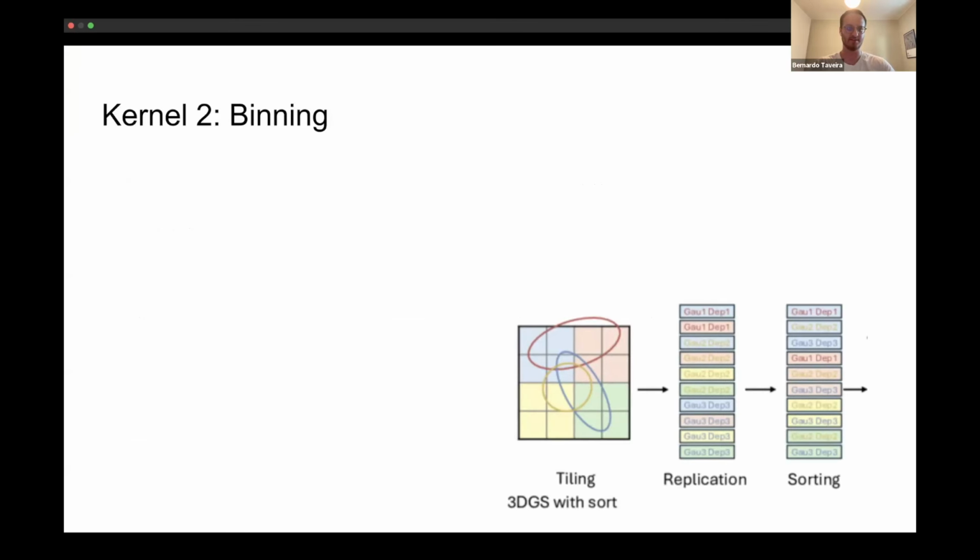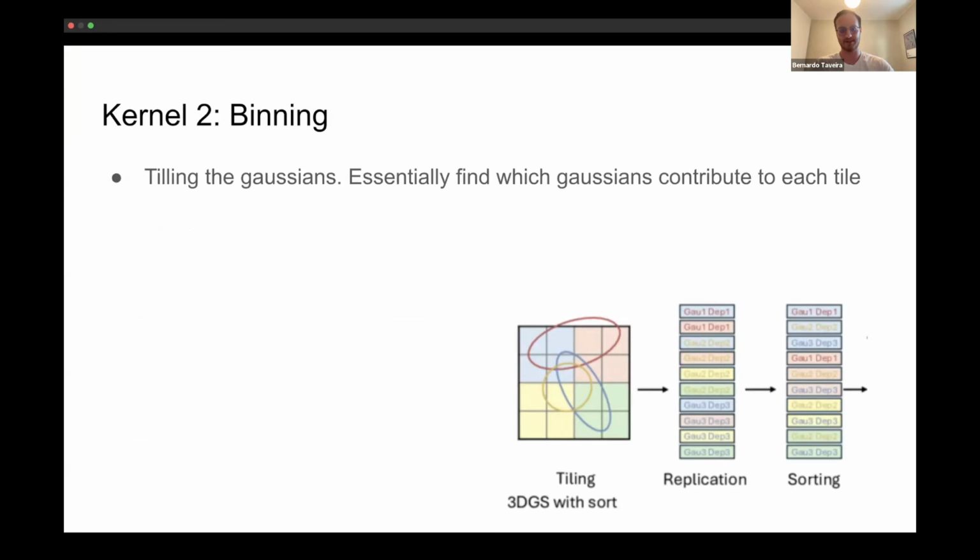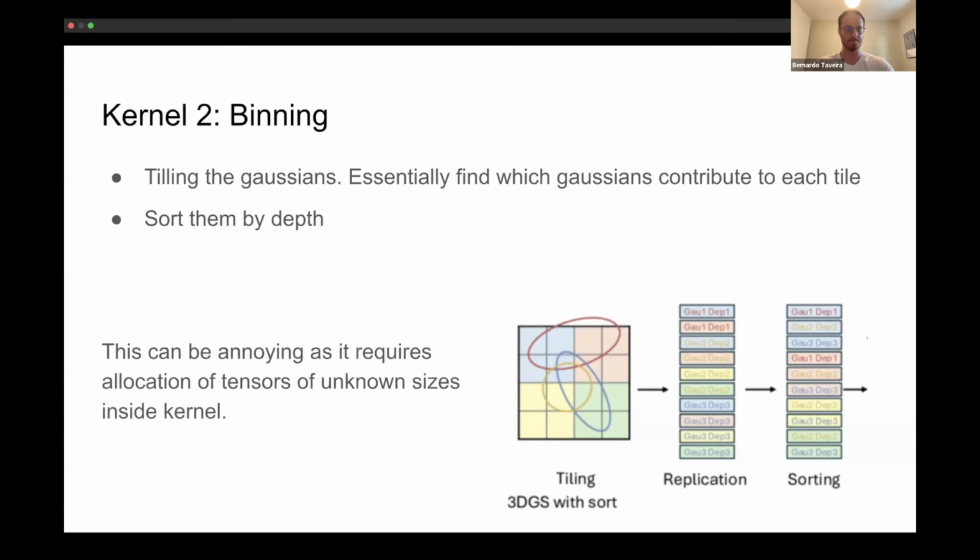So we have these tiles, let's say 16 pixels by 16 pixels, and we're getting which Gaussians contribute to these pixels. We want to say this tile has these Gaussians, this tile has these Gaussians, and we basically just sort this and also sort them by depth. So we're basically tiling the Gaussians and then sorting them by depth per tile. So each tile has a list of Gaussians and the order that they should be applied.